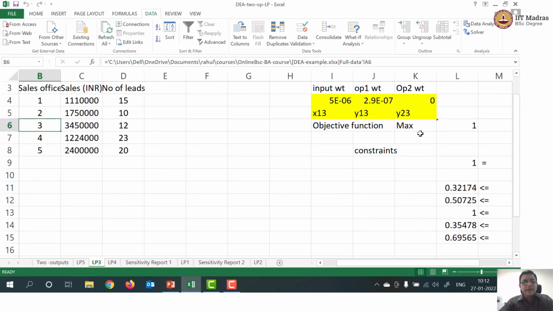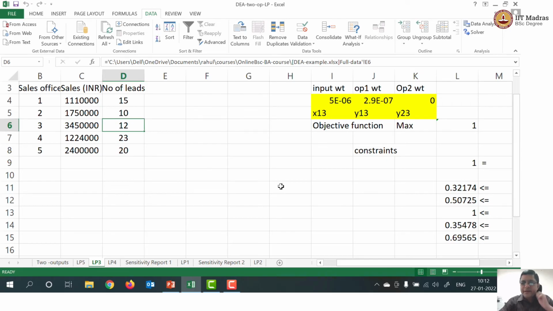Notice that the third sales office has very few leads. Look at sales office 1, 15, sales office 4, 23, sales office 5, 20 leads. In that comparison, sales office 3 looks a little bad on that front. Only 12 leads generated. It has a huge sales generated, but only 12 leads generated.